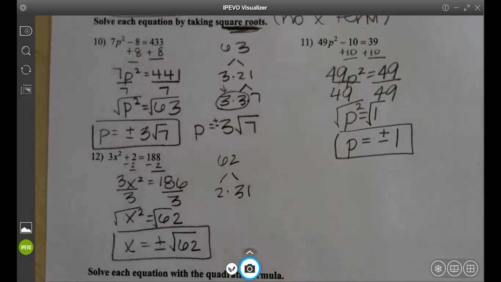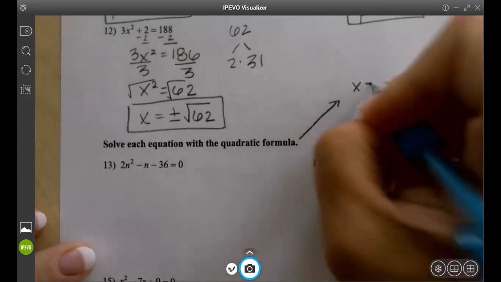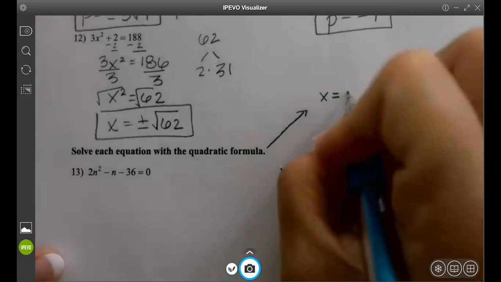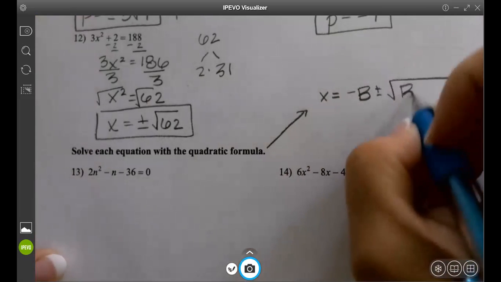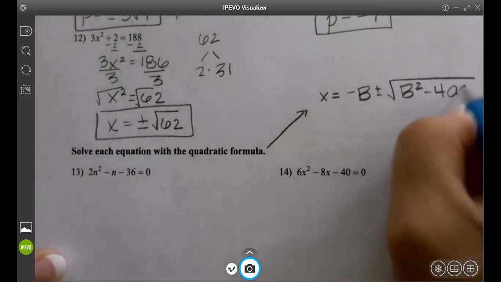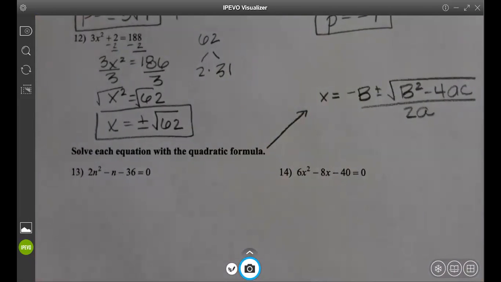All right. 13, 14, and 15 are what we've done the last 2 days. It's quadratic formula. Quadratic formula is x equals negative b plus or minus the square root of b squared minus 4ac, all over 2a. Now, you guys did really good with this formula until it had some negatives under there. We don't teach that. Okay, that'll be math 2 or math 3. So don't stress out. Don't worry about that.